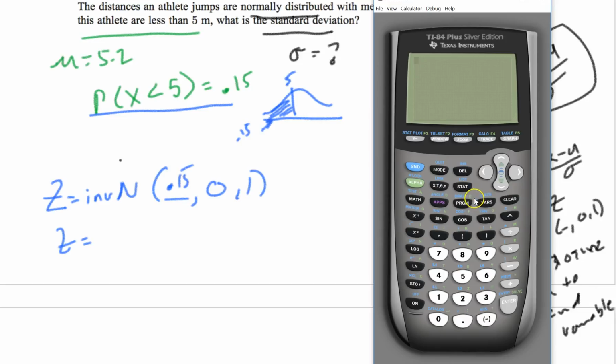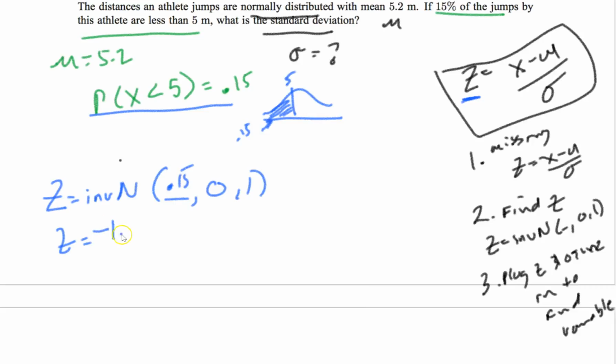We'll go to distribution again. So second vars, invert normal. Now my area is 0.15. I already had that up there. Now again, we're going to do 0, 1. We're doing z, so it's automatically 0, 1. Hit paste. So negative 1.04. So now I can plug this in. That's my z.